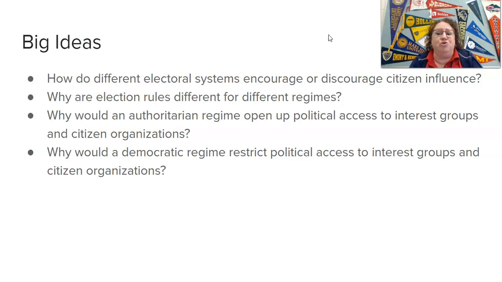Remember that when we talk about regime, we're talking about what type of governmental system runs your country. So are we looking at an illiberal democracy or a liberal democracy? Are we looking at an authoritarian regime? Are we looking at, in the case of Russia, a soft authoritarian regime?